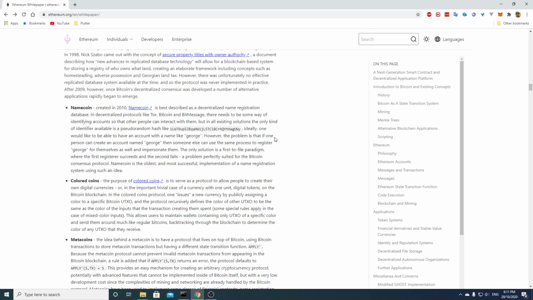However, the problem is that if one person can create an account named George, then someone else can use the same process to register George for themselves as well as impersonate them. The only solution is a first-to-file paradigm, where the first registerer succeeds and the second fails. Okay, a problem perfectly suited for the Bitcoin consensus protocol. Namecoin is the oldest and most successful implementation of a name registration system using such an idea.